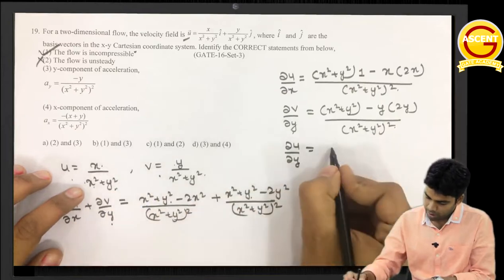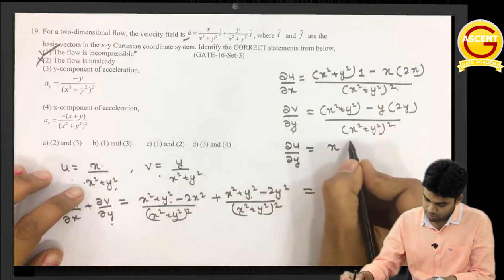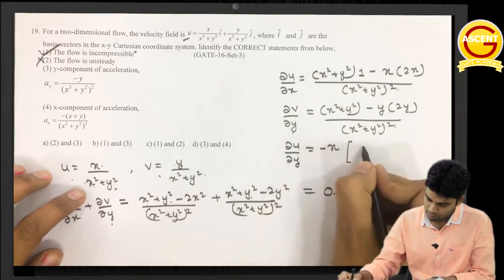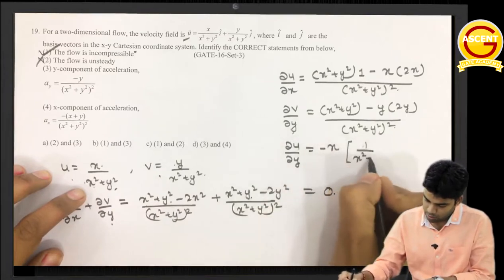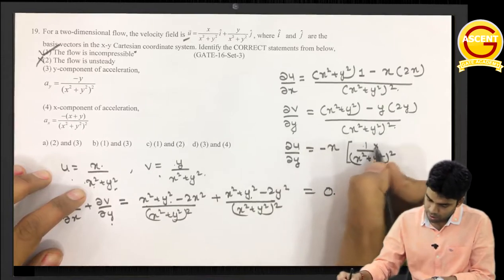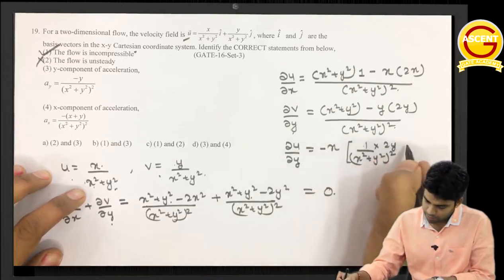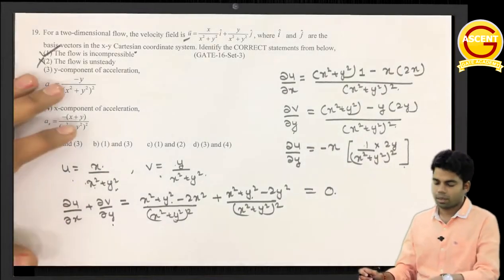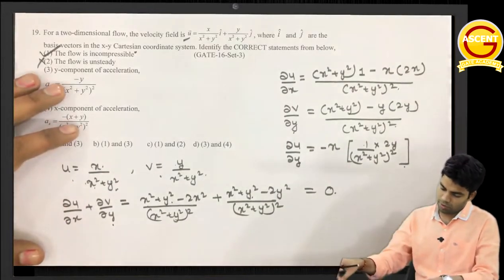So this del u by del y will be equal to what? x will be common, and the differentiation of this gives minus of 1 by (x square plus y square) whole square into 2y. That is del u by del y. Getting this or not? Okay, so just put the values.